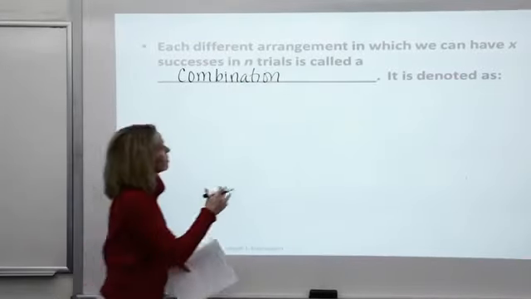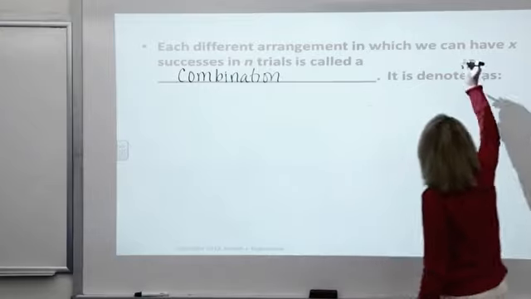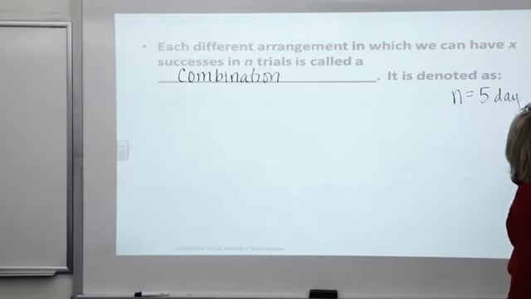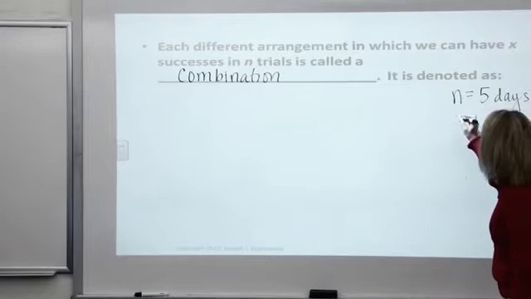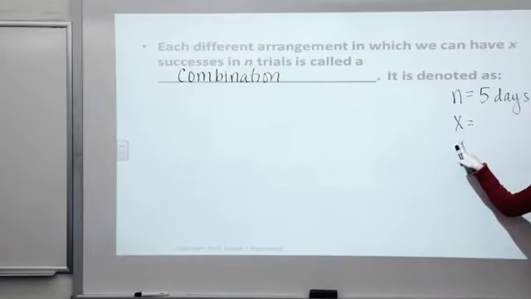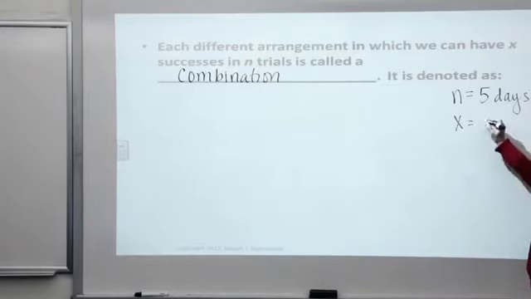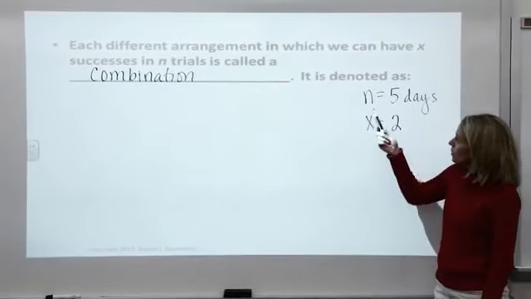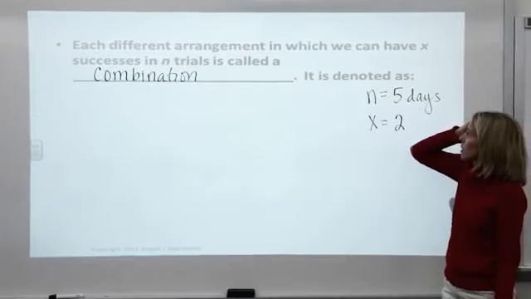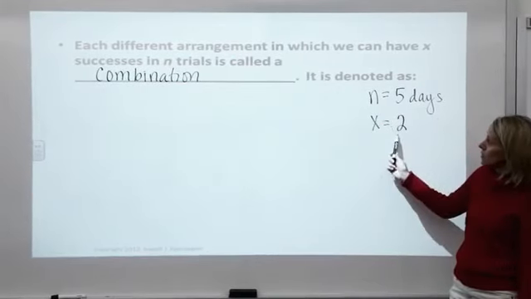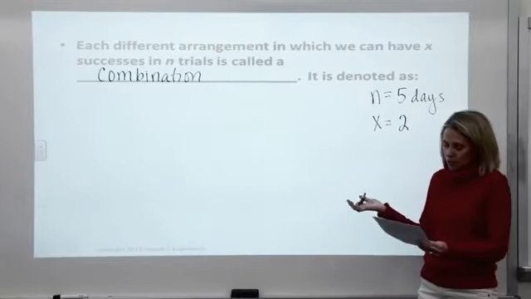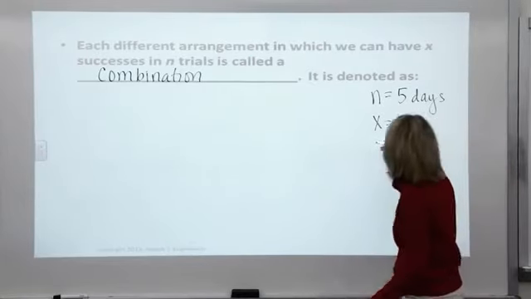And I should probably mention here, N trials, for us, the number of trials was 5 days. X is the number of successes. We're looking to successfully get a spot in the lower lot on 2 of those days. And so for this one, each of those different arrangements in which we can have 2 days that we get a parking spot out of the 5 days was a combination. And for us, there were 10 combinations.